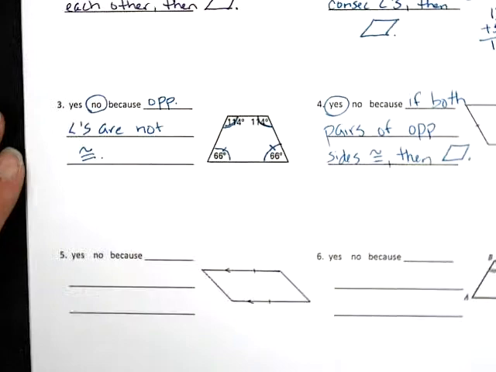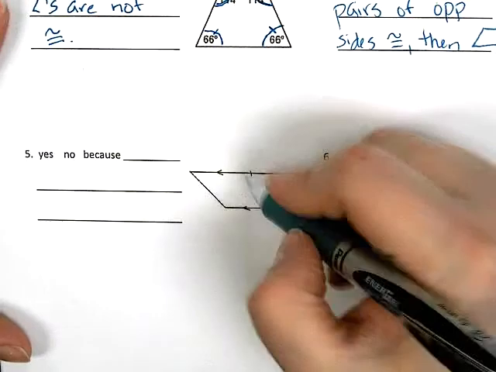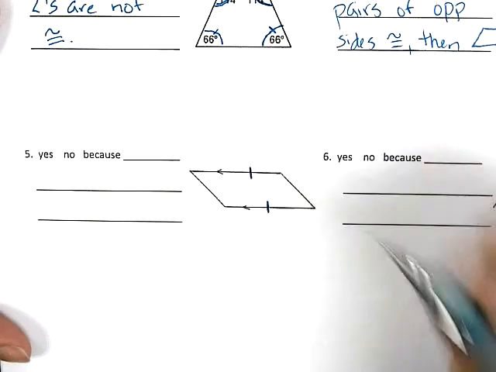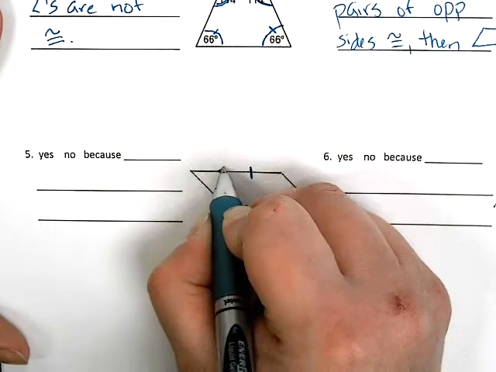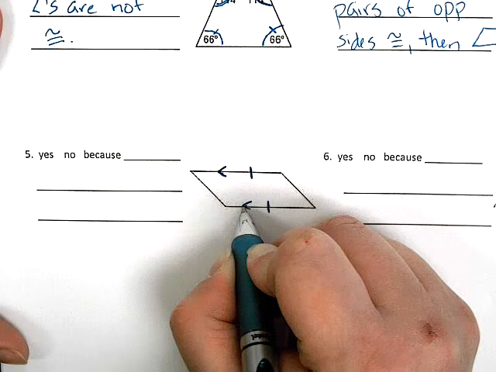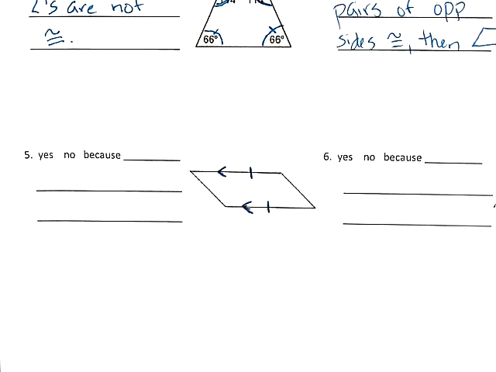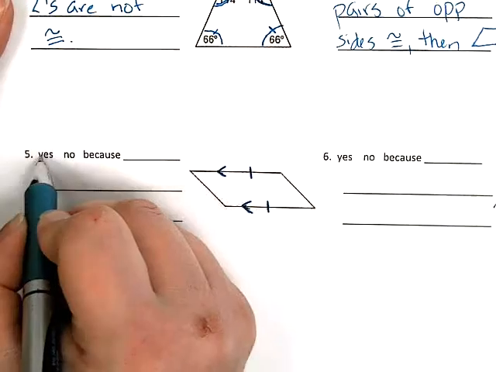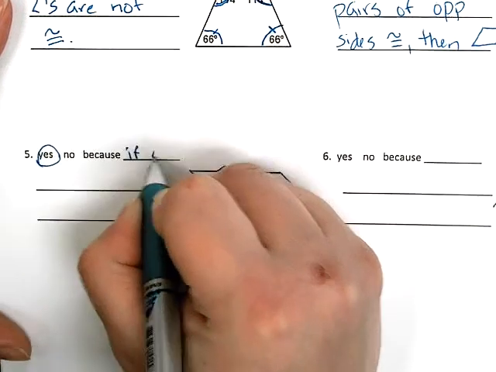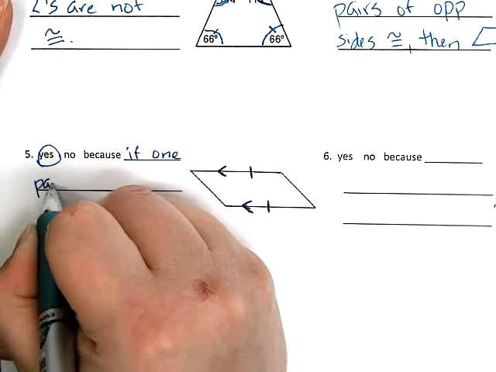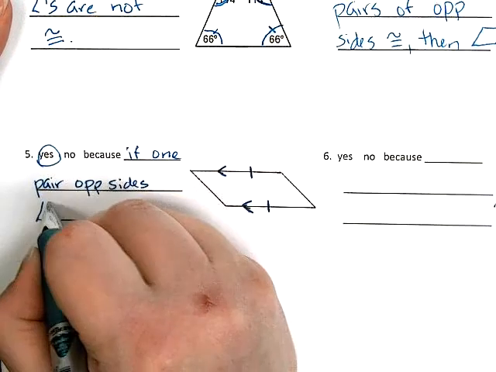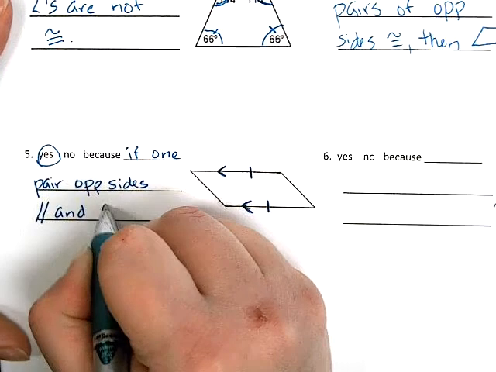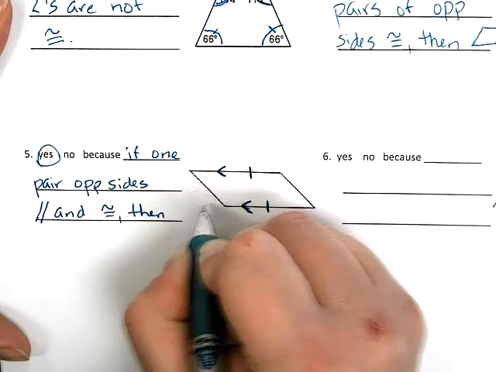Taking a look at number 5. Number 5 is markings that you need to be pretty familiar with. We've got tick marks, which mean that those are congruent. We've got the arrows, which means that those are also parallel. So this is that very first condition that we talked about. This one is yes, because if one pair of opposite sides are parallel and congruent, then we get a parallelogram.